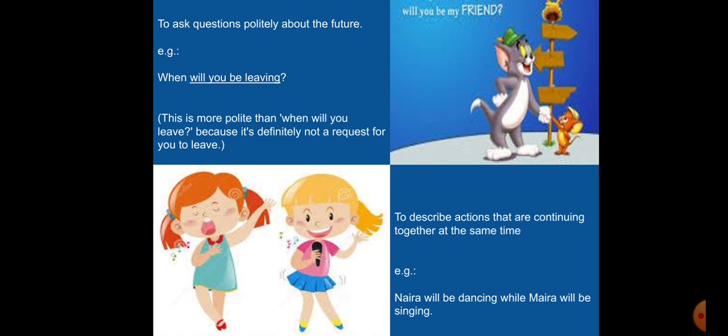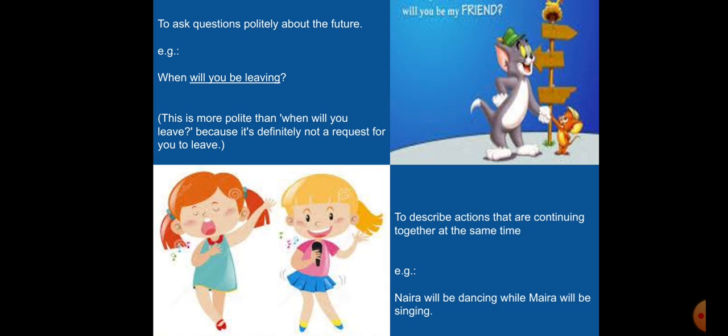Two parallel activities are going on at the same time in the future, so "will be" is used. Maybe this is going to happen in the future, they both are going to have the performance together. Naira will be dancing and Myra will be singing. So it describes actions that are together at the same time.